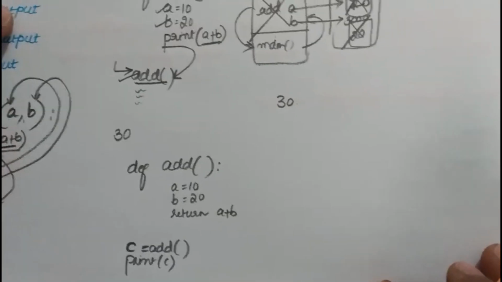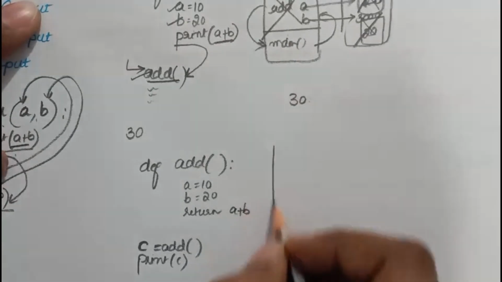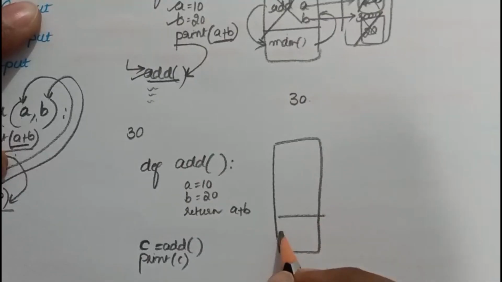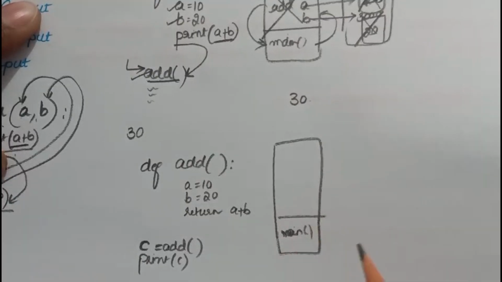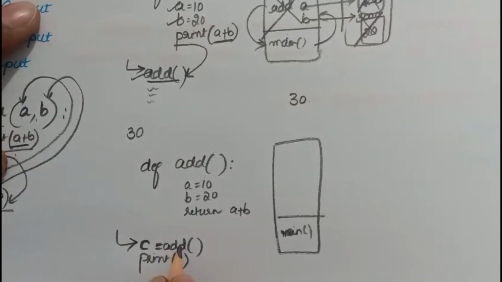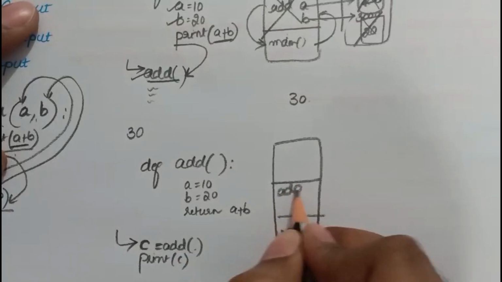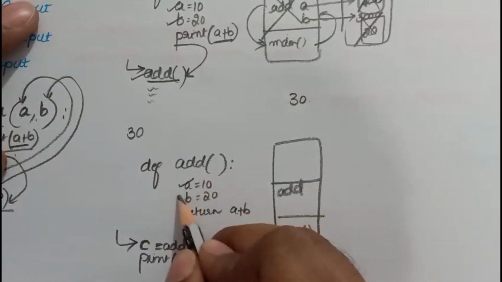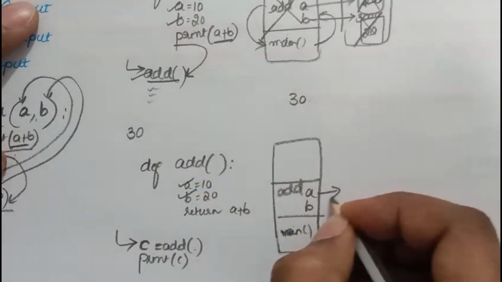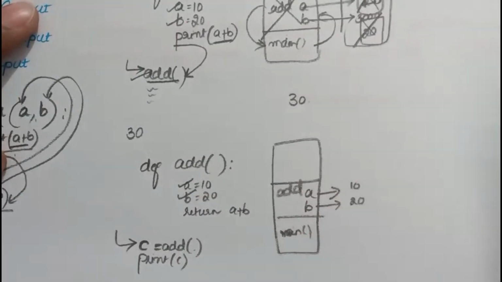Now it is very interesting from the memory point of view. See, this is the main function Python creates by itself. Any statement which is outside a block or function will fall under the main function. So we have c equals add. We are calling a function called add which has no input. Within the add, we have two variables a and b pointing to memory locations such that they are storing values 10 and 20 respectively.